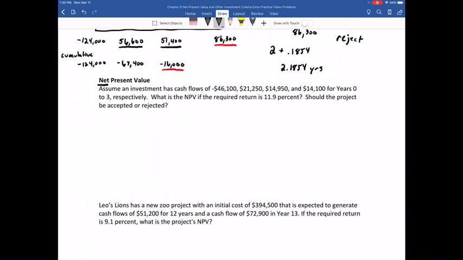When you are utilizing net present value, your threshold is 0. If your net present value is less than 0, that means that the project costs more than what it's actually generating in cash inflow, so it actually decreased the value of the company, so you would reject it.